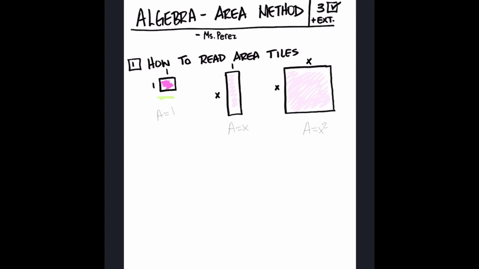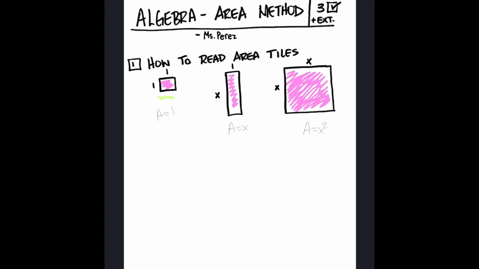This makes the area 1, since we know that the area of a box is length times width, so we could see that 1 times 1 is 1. For the second one, it's a 1 by x, so when I shade it in, it represents the area x, since 1 times x is x. And then for the third one, we have an x by x area, and since the area of a box is length times width, this gives us x squared.